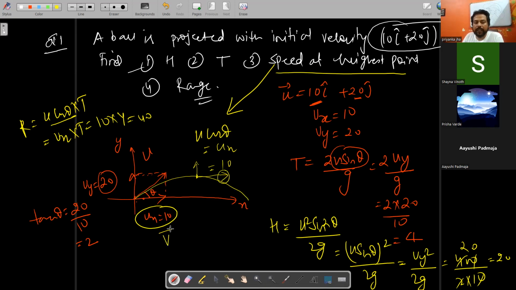Speed means, oh, velocity at highest point would be velocity along x-axis, that is u cos theta i, plus velocity along y direction, that is 0. So speed is magnitude of this vector, and that would be u cos theta only. That is ux. Simple.